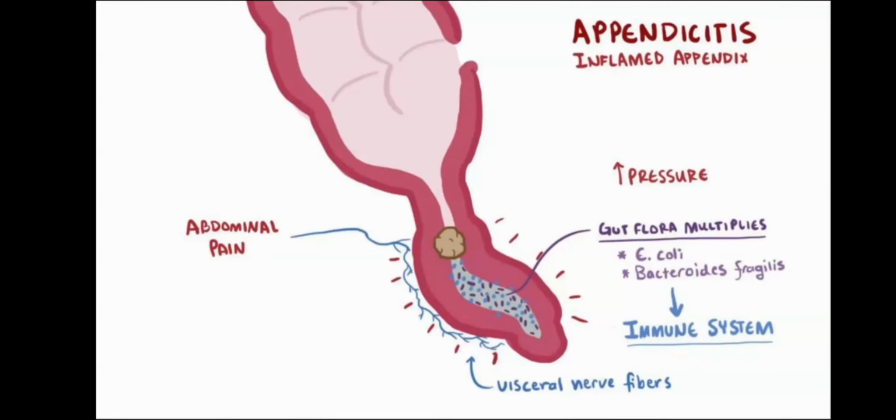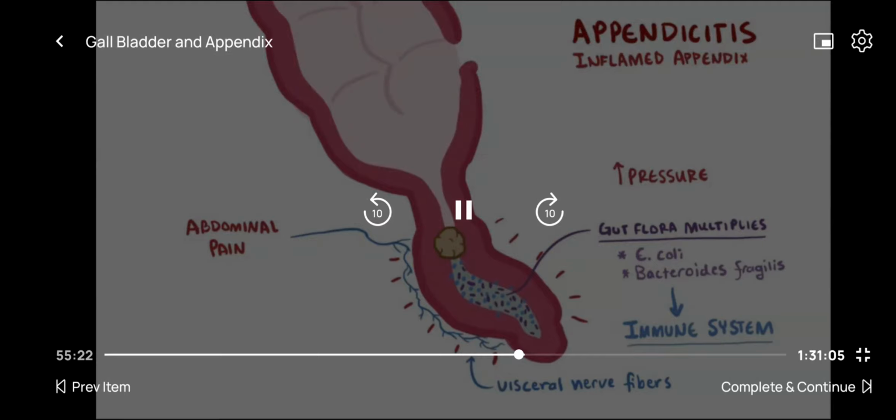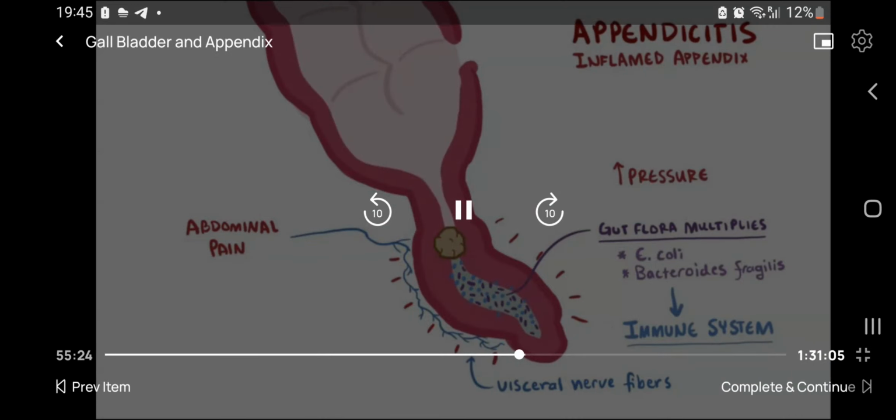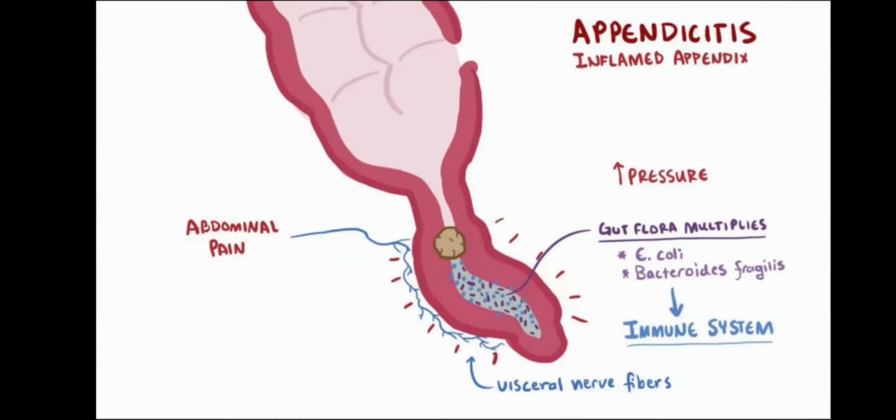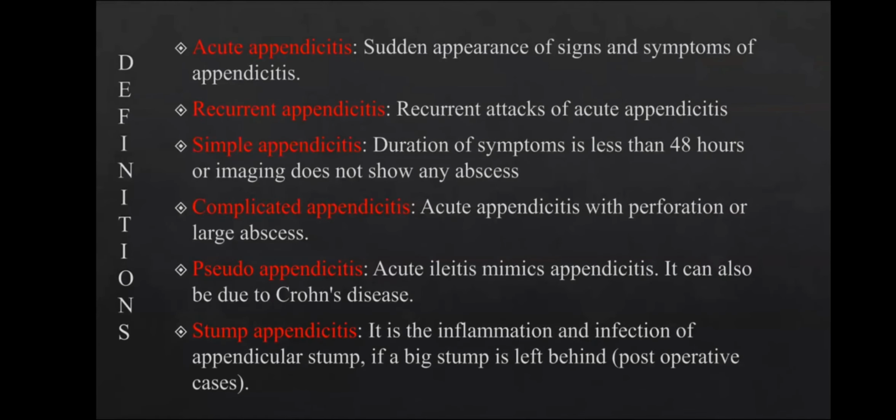So appendicitis. From the name itself, it is clear it is an inflammation of the appendix. Vermiform appendix inflammation is the condition of appendicitis. And next it is about the definitions. Different kinds of appendicitis are told. Acute appendicitis, that is sudden appearance, as the word acute implies, sudden onset of the signs and symptoms of appendicitis.